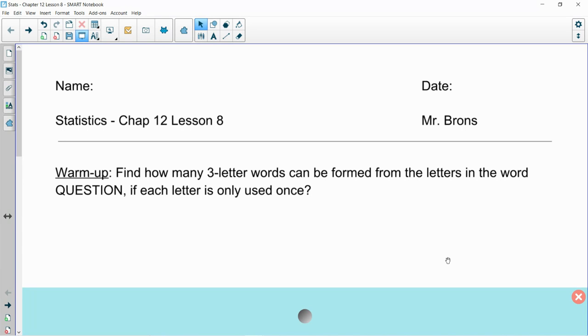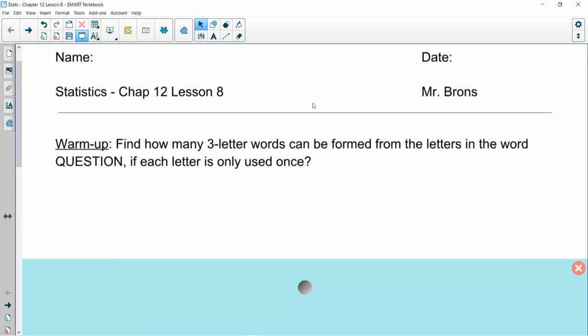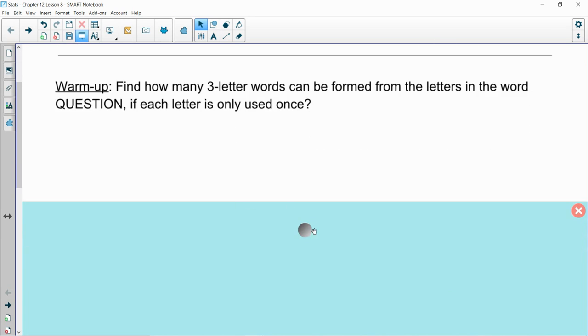Okay, so that said, we're going to continue today with Chapter 12, our ongoing discussion with counting principle and permutations. Before we get to anything new, though, got a little warm-up question for you here I'd like you to take a look at. So see if you can determine how many three-letter words can be formed from the letters in the word question if each letter is used only once.